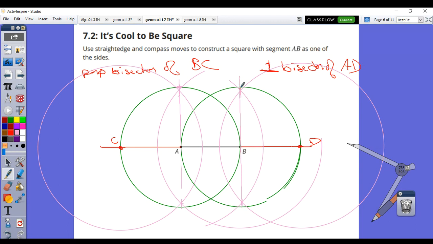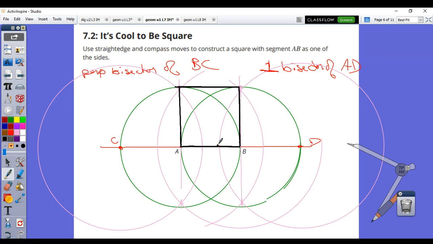Draw that. So where that hits my green circle, you go a little bit darker and go to black. Now I can draw in those segments. That segment and this segment. And then all I have to do is connect those 2 points this way. And we have our square.